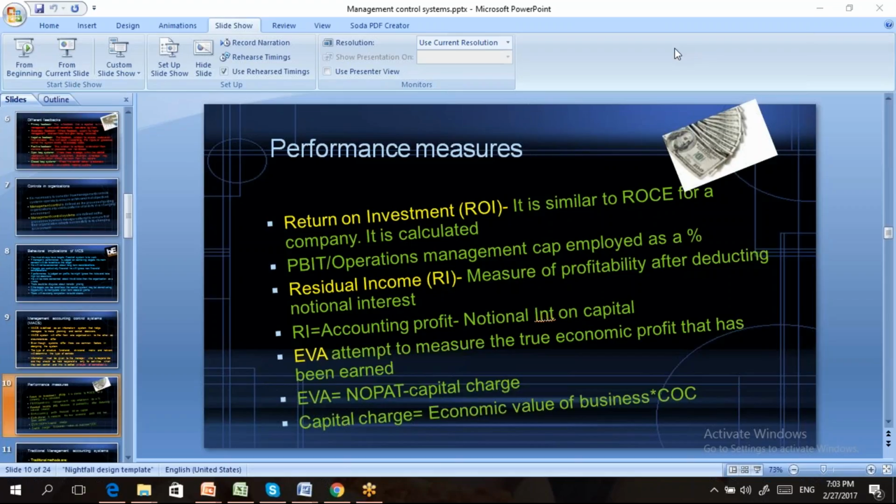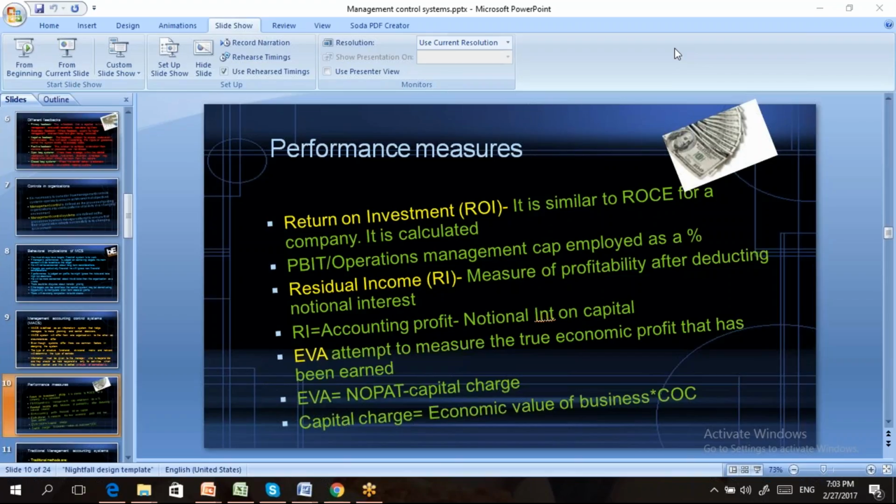Okay, sir. So for a company we don't call it return on investment. For a company we call it return on capital employed. Inside a company there are many divisions. For divisions we have ROI. For the whole company we have ROCE. So that also we must know, right?